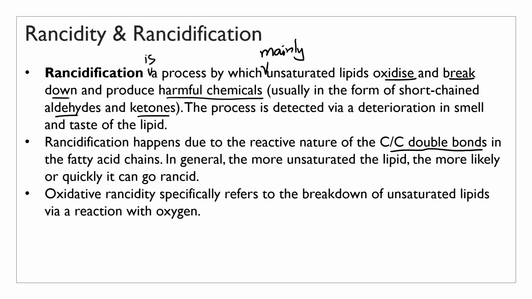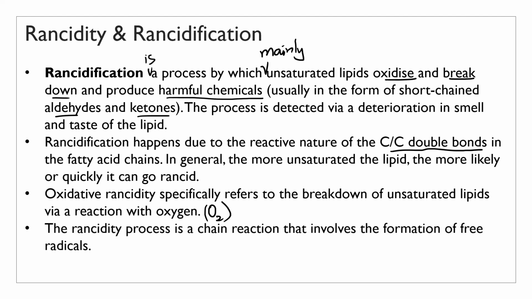Now, rancidity is the nature of the oil, and rancidification is the process by which that happens. We're going to look specifically at oxidative rancidity, which is a type of rancidification in which the breakdown happens via a reaction with oxygen gas, so O2. There are other types of rancidity, but we're just going to look at oxidative rancidity for this course.